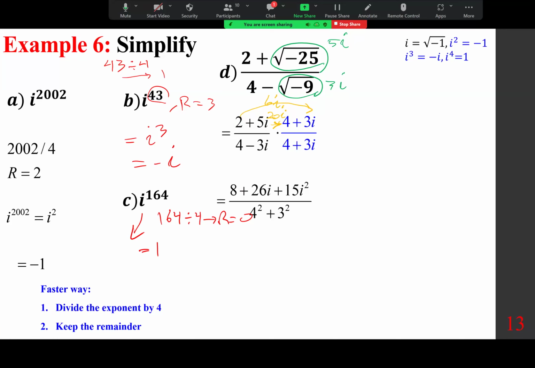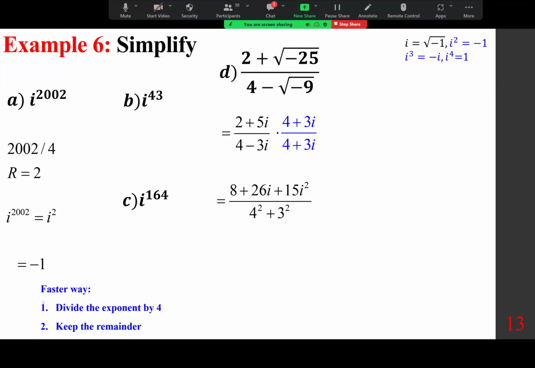So again, a quick recap. Let me erase the mess and show you what I meant. So 2 times 4 is 8. 2 times 3i is 6i. 5i times 4 is 20i. They add up to 26i. And the last one is 15i squared. 4 squared plus 3 squared. Now, of course, this is 16, this is 9, this is minus 15, okay?